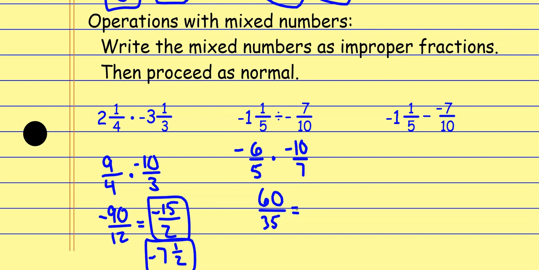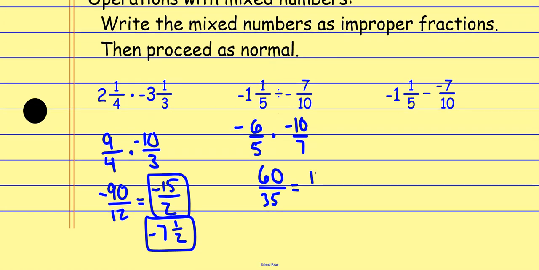And now once again, I can reduce this. 60 and 35 are divisible by 5. 60 divided by 5 is a 12. 35 divided by 5 is a 7. Leave it as an improper fraction, or write it as a mixed number. That's 1 and 5/7. Either one of those would be an acceptable answer.